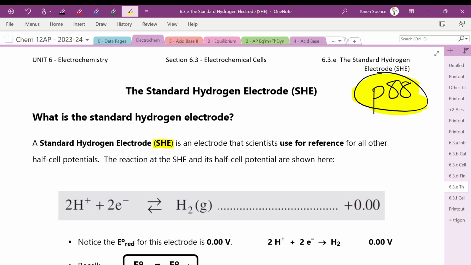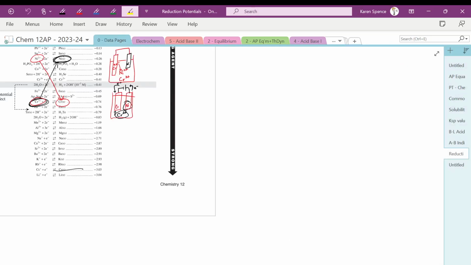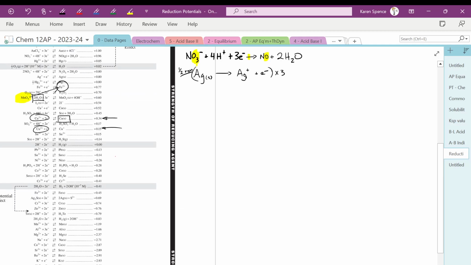Now, scientists use this half cell for reference for all other half cell potentials. So here's the reaction at the SHE, and if you actually look on your data pages, it's the one that is in the very middle-ish of the table.